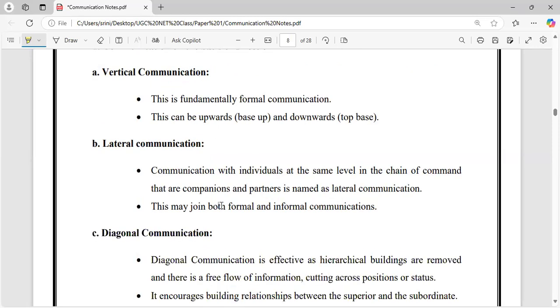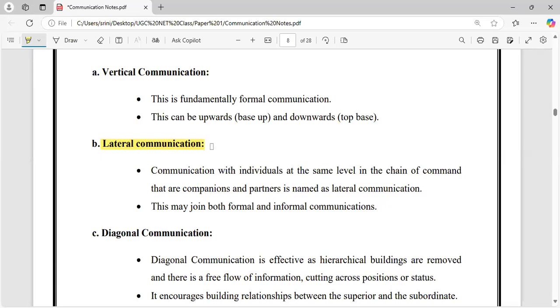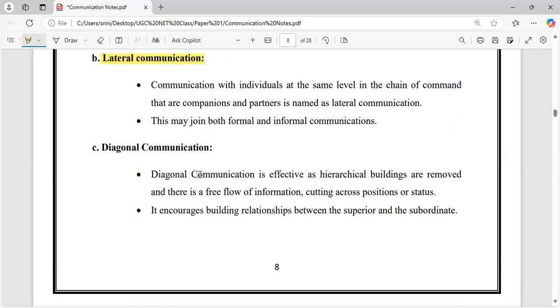Then lateral communication: communication with individuals at the same level in the chain of command, such as colleagues and partners, is named lateral communication. This may occur in both formal and informal communication. So lateral communication may happen between colleagues. And then diagonal communication is effective as hierarchical barriers are removed and there is a free flow of information cutting across positions or status.